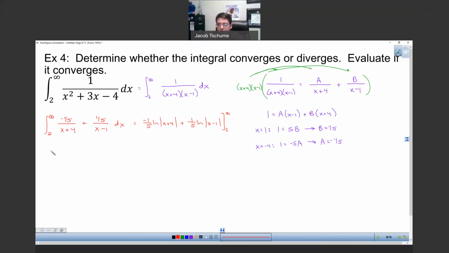So I'm actually going to rearrange them. Why don't we call this 1/5 the natural log of x minus 1 minus 1/5 times the natural log of x plus 4, evaluated from 2 to infinity. I could then combine these because they both share a 1/5 in common, so I factor that out front. And then since both natural logs are being subtracted, I could write this as the natural log of the first divided by the second that we will evaluate from 2 to infinity.